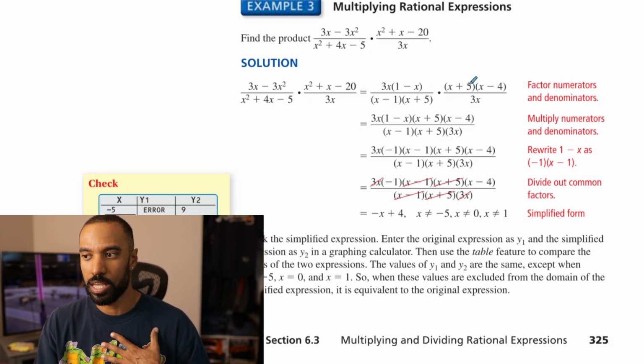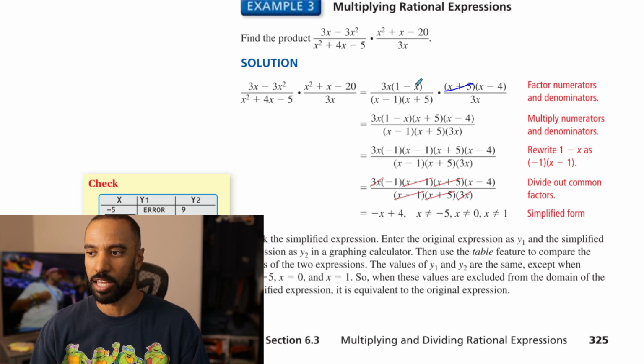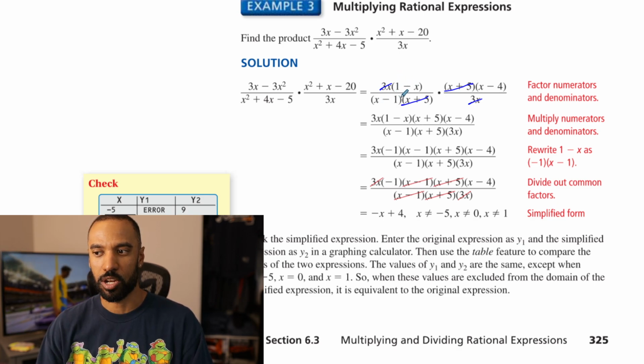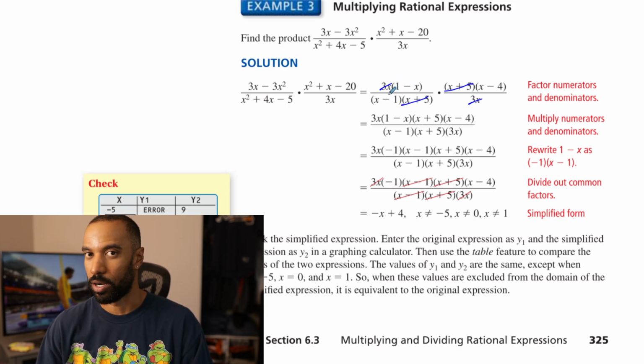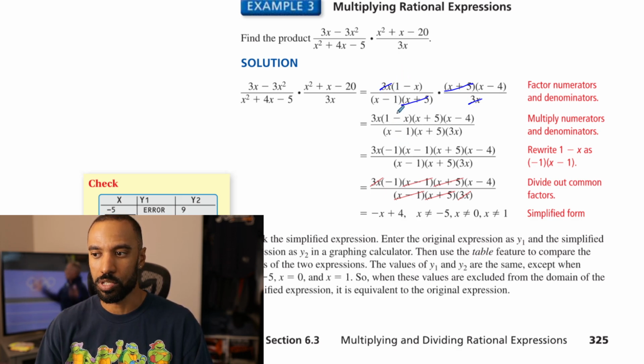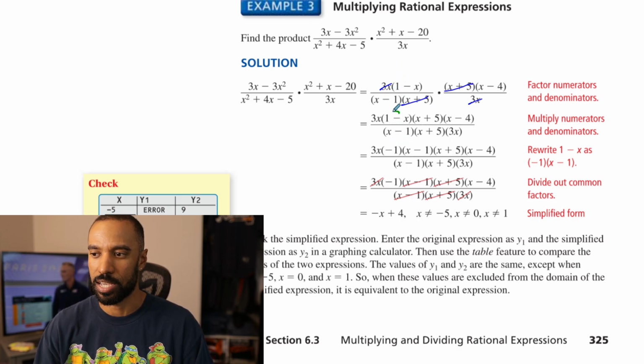Now, me personally, I'm already seeing these x plus 5s and canceling them out, things like that. And the 3x's, I'm canceling them out. Yes, I'm saying the phrase canceling. Now, 1 minus x and x minus 1 are not the same quantity. So they would not cancel out here. However, it looks like they do something here in a moment. Take a look at this 1 minus x.